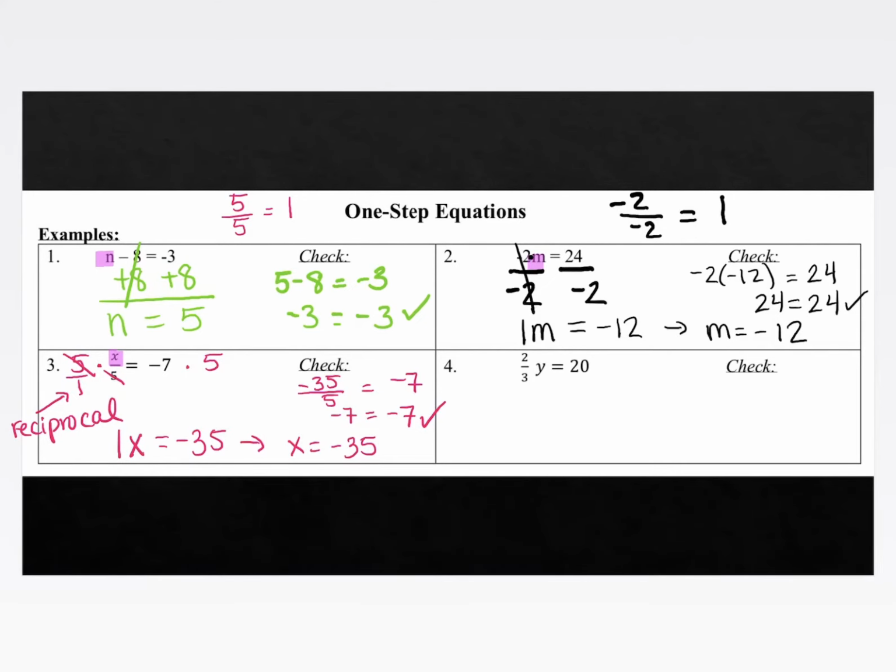Our last problem here, we have 2/3 times y equals 20. Here we have 2/3 as a fraction, and this is really being multiplied by y. So the inverse of multiplication is division. Now I can divide both sides by 2/3.